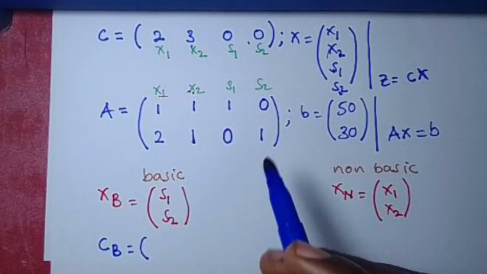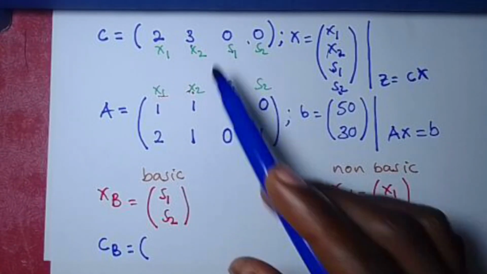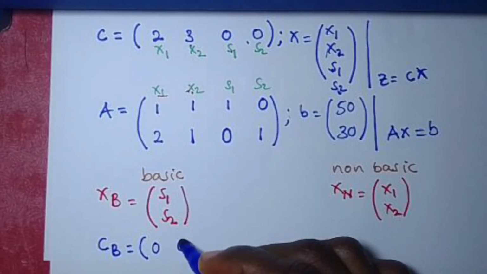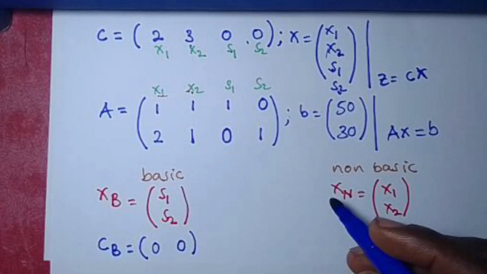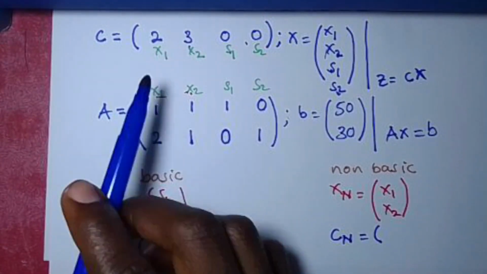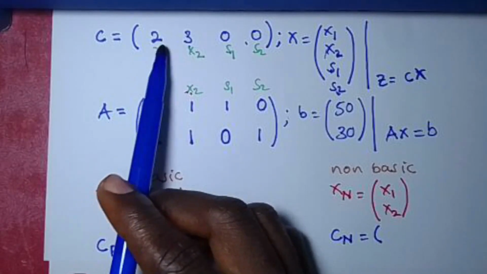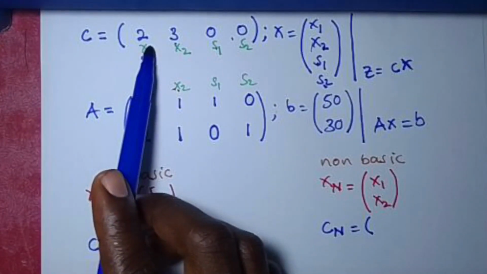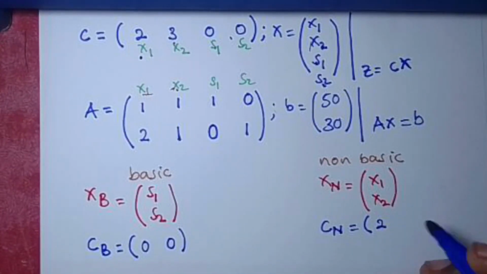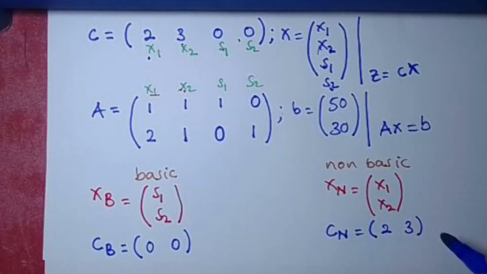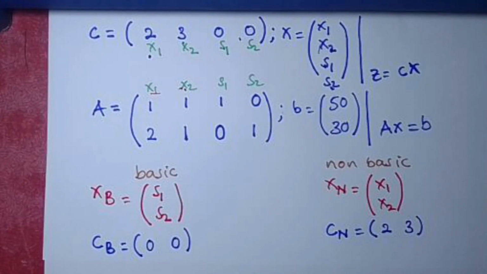So you go where there is s1, there is a 0 in the C class, so you put there a 0. Where there is S2, there is a 0, so you put there a 0. Then also you do the same for coefficients of non-basic. My non-basics are x1 and x2. So I look for x1 in the C set. It is giving me a 2, so I put there a 2. Then I look for x2 in the C set. It is giving me a 3, so I put there a 3. And like that, you've come up with the coefficients of the basic and the coefficients of the non-basic.